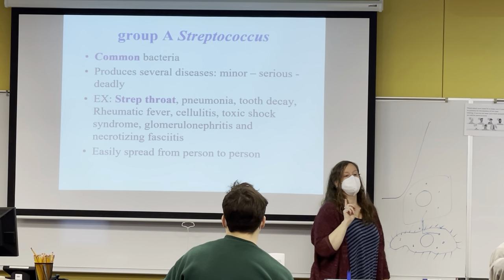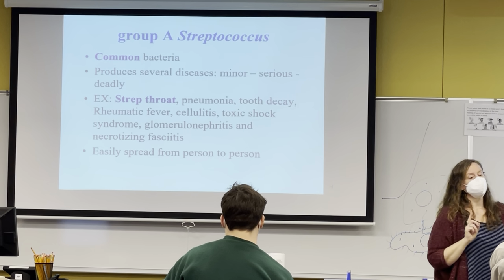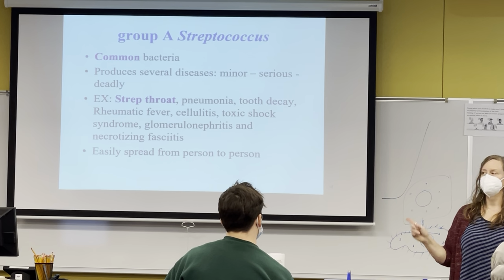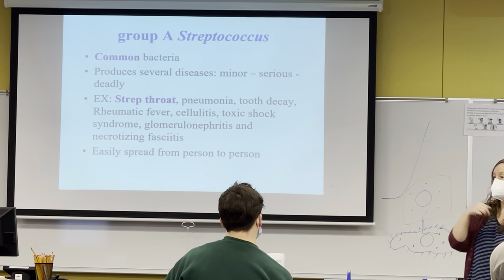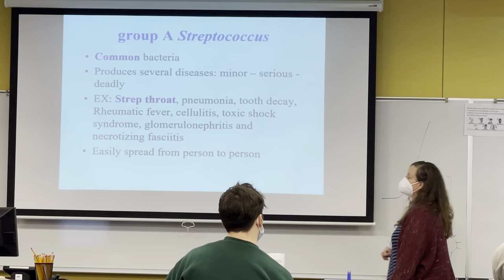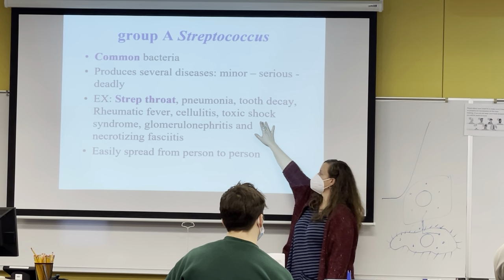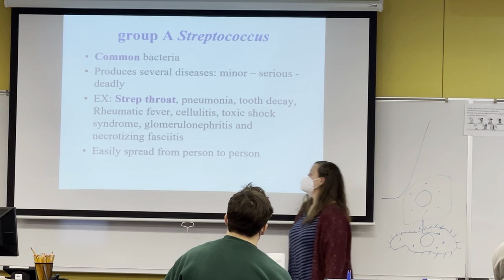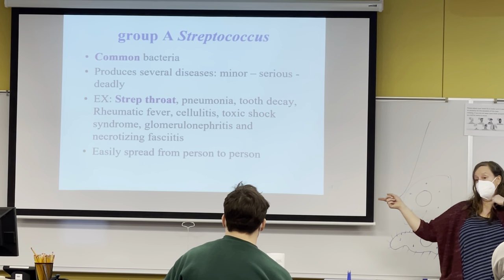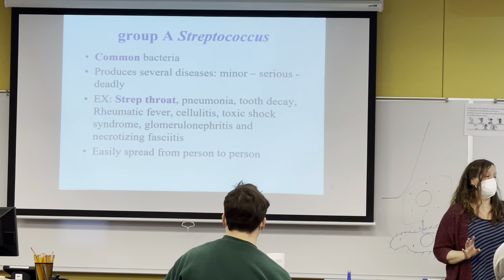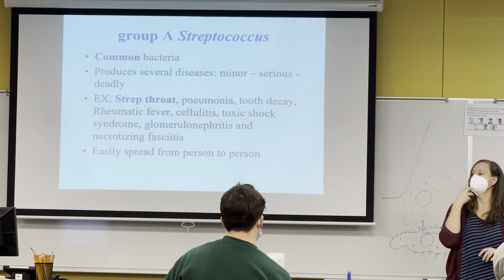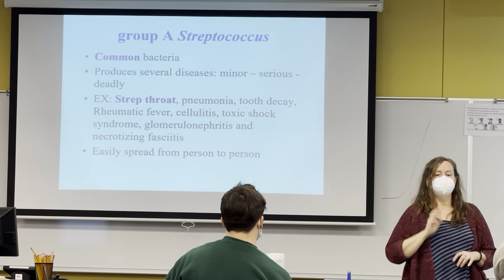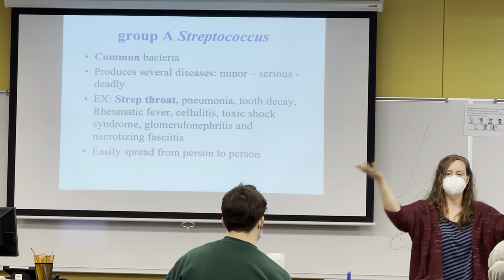Cellulitis goes along with many of the antibiotic wide spectrum resistant bacteria. You can get real deep infections. Toxic shock syndrome, not all of them, there's a few different versions. We'll talk a little bit about necrotizing fasciitis in a second. This bacteria, because it's so common, is easily spread from person to person. A lot of times we carry it in our mouth and nose. And so you cough, you breathe heavy, it's out in the air.